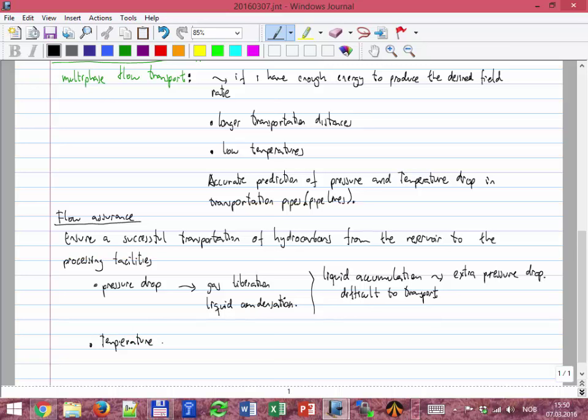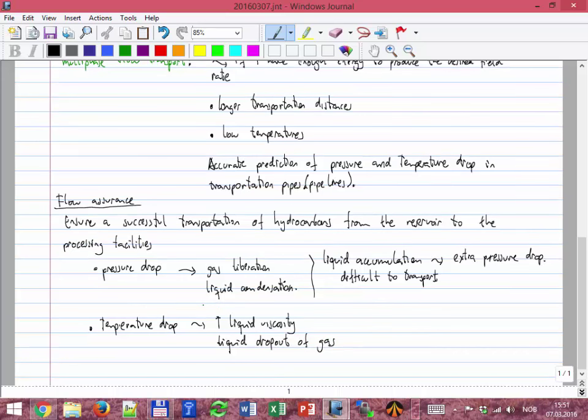Temperature drop, okay? And that's because you get high liquid viscosity and also liquid dropout, liquid condensing in the gas, and that can create a lot of issues. Then comes all the other issues on top of all of this that could happen.